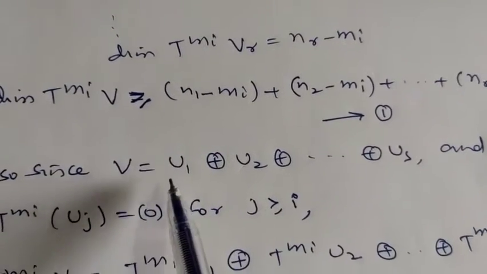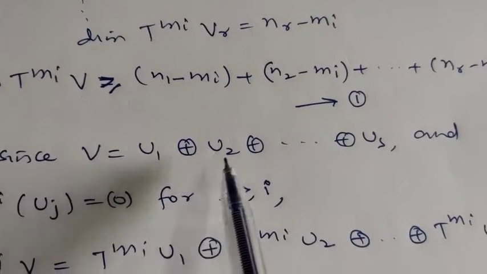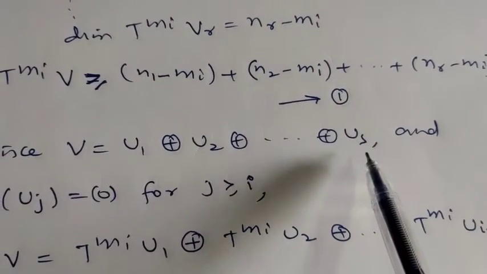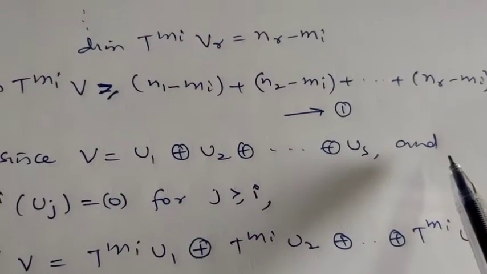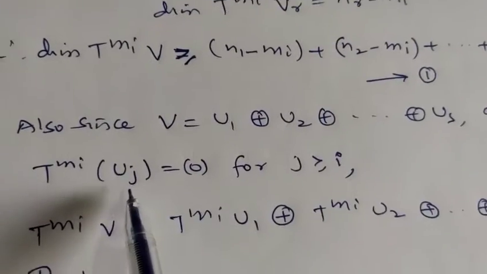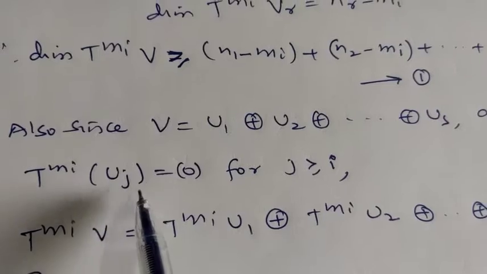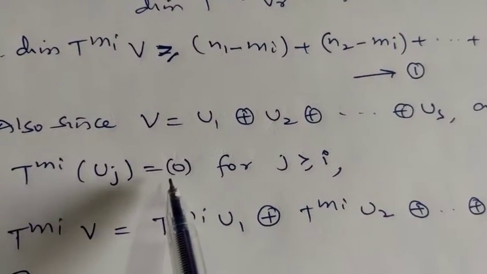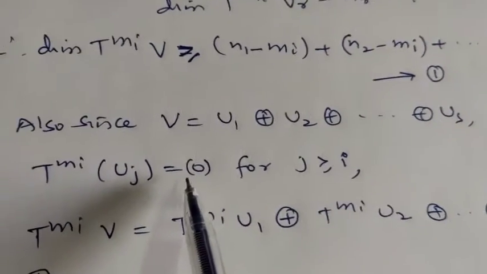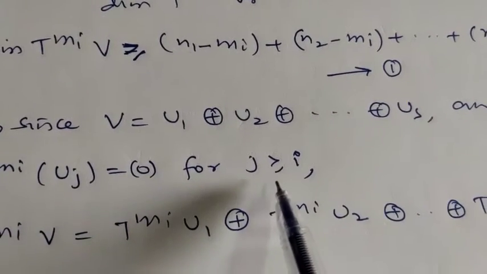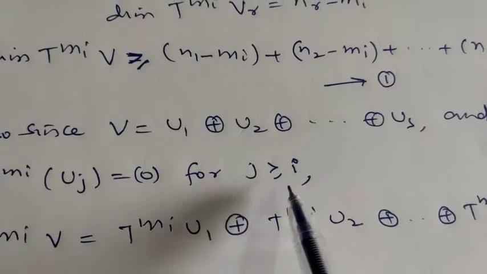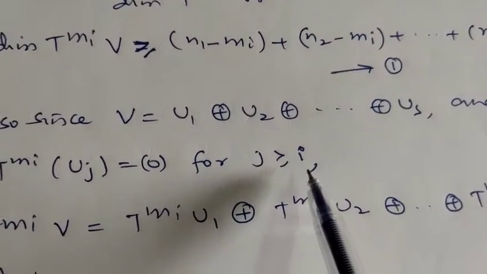Now V is also the direct sum of U1, U2 etc. Us, and as mi is less than ni, we have assumed T^mi of Uj certainly will be equal to 0. T^mi of Uj certainly is equal to 0 for all j greater than or equal to i.